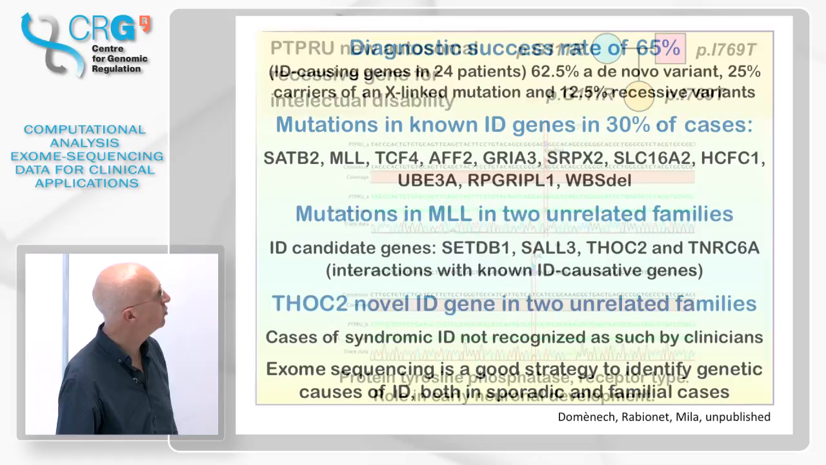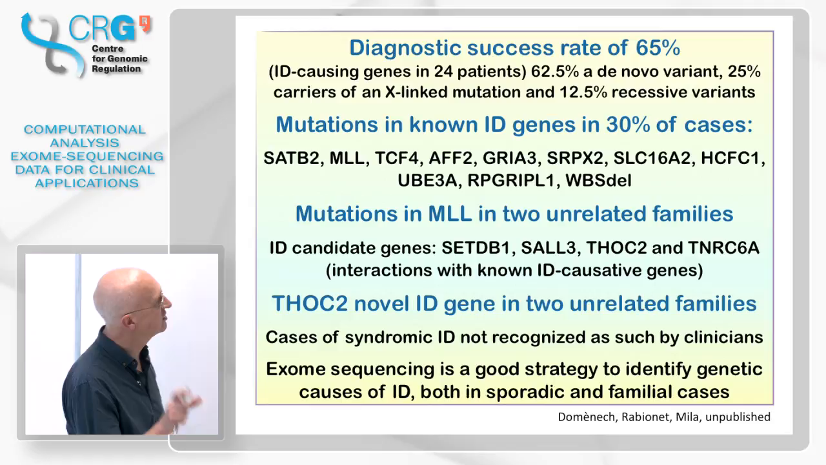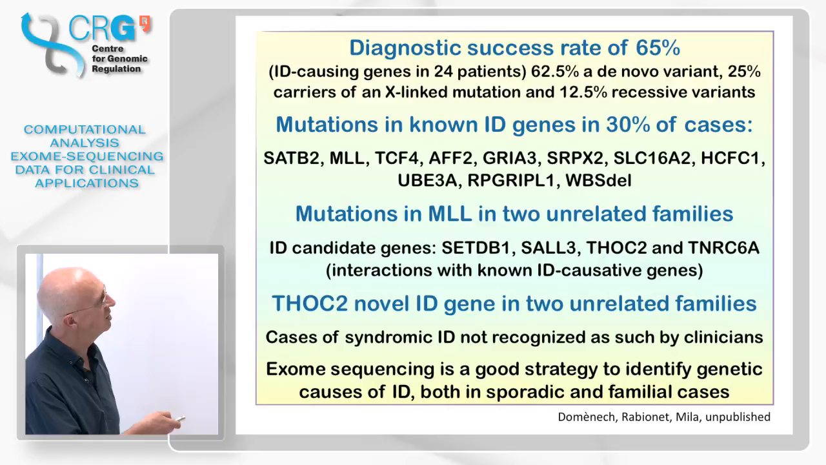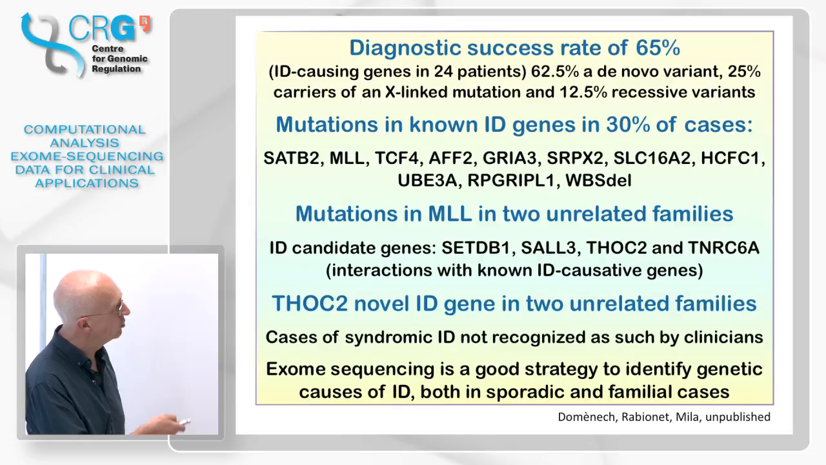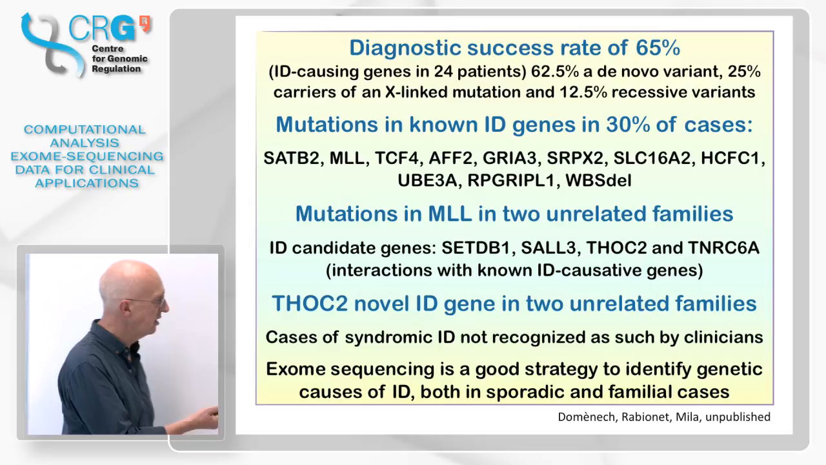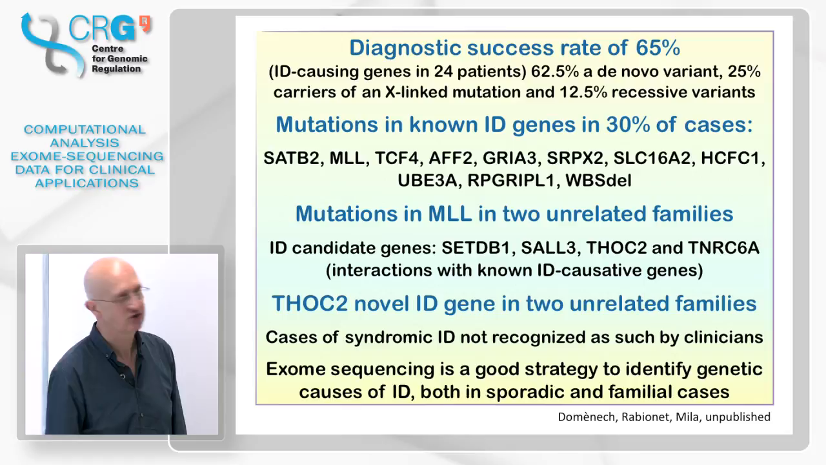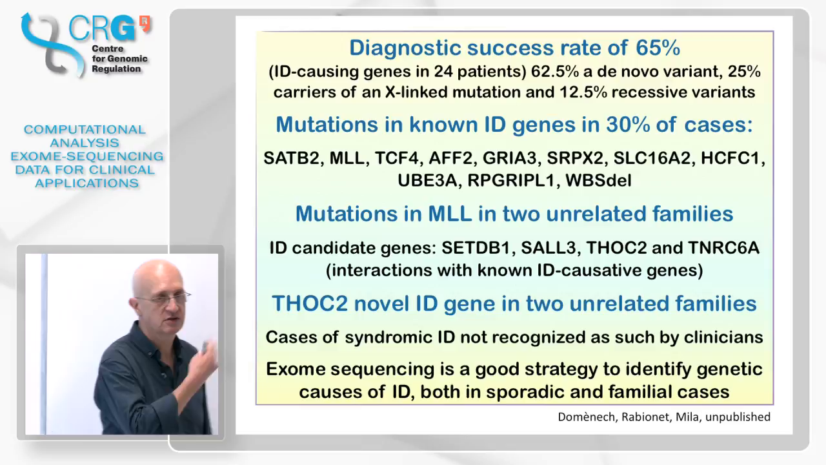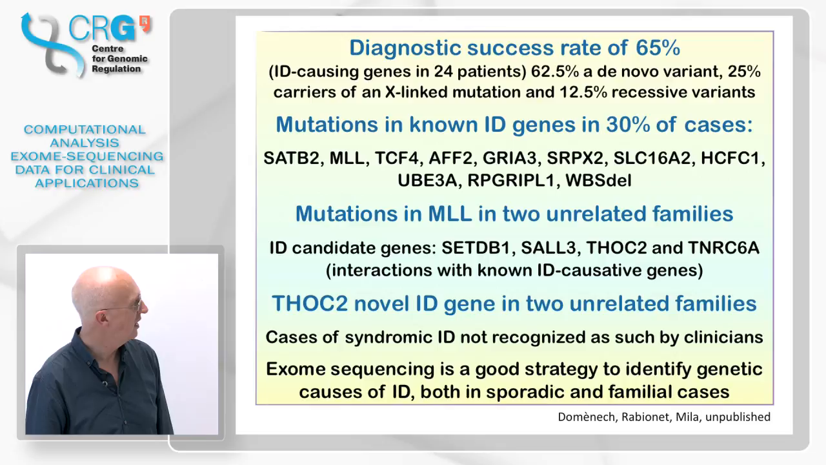So if we put together all the data that has been generated in this small pilot project, we achieve a diagnosis success rate of around 65%. Mutations in already known intellectual disability genes were detected in 30%. And then there are new intellectual disability candidates. As I mentioned, this THOC2 gene is a novel intellectual disability gene that was detected in a couple of unrelated families. So I think it's clear that this is a very useful approach. And as you saw from the presentation on Monday, in some centers this is being used in a routine way in order to identify the genes involved in this type of phenotype.